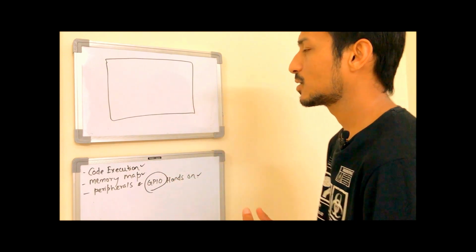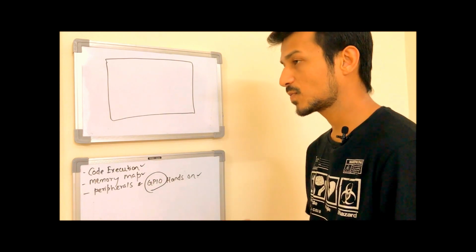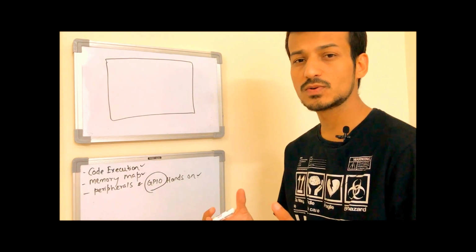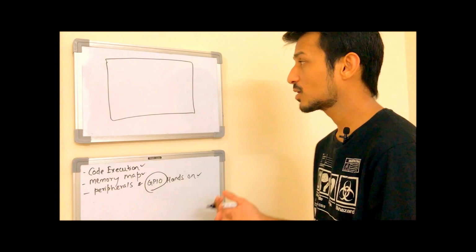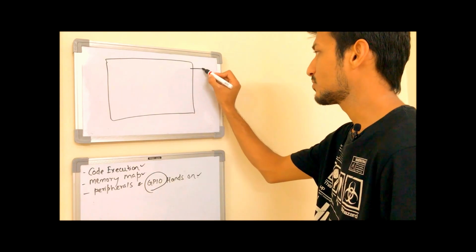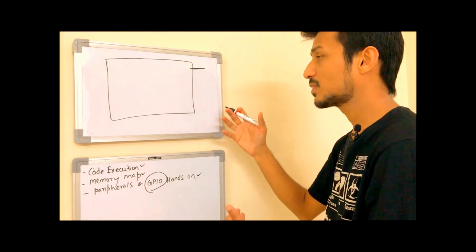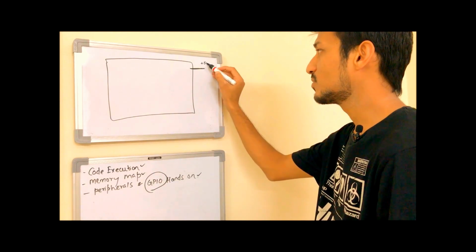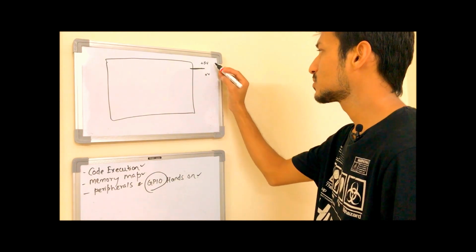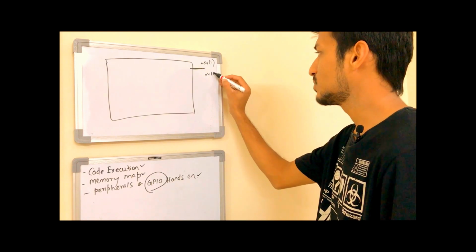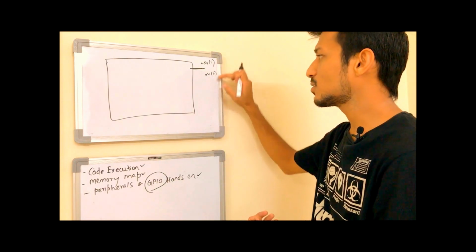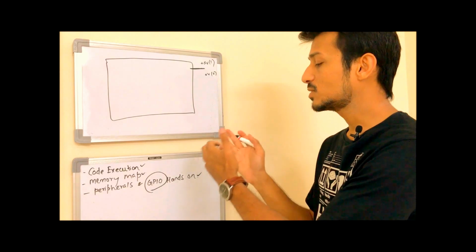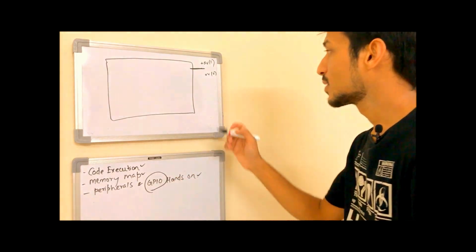GPIO is a peripheral which provides us the means to set or reset a particular microcontroller pin. So if this is a pin of a microcontroller, we can set it as high or low. High being, let's say, 5 volts, logic 1, and this will be logic 0. So we can set it or reset it by means of GPIO registers.